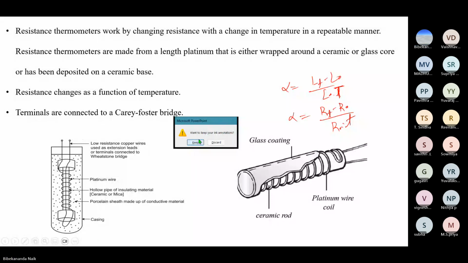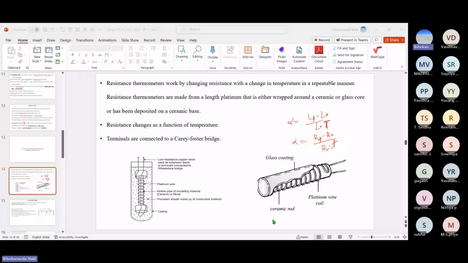Yes, anyone? Because I told you that when we increase temperature in case of a metal, the resistance of that metal increases. But in case of semiconductors or in case of insulators, the resistance decreases. Why is this so? Any idea? Can anyone tell me?